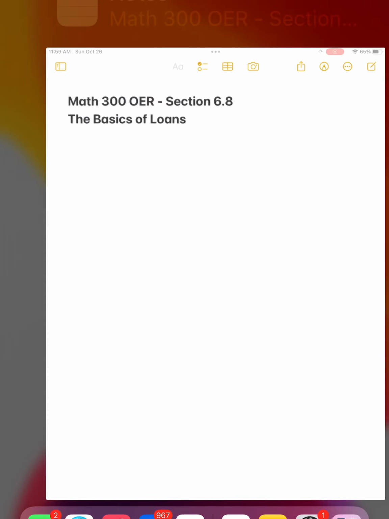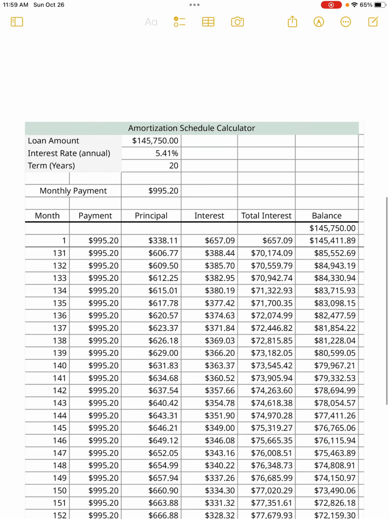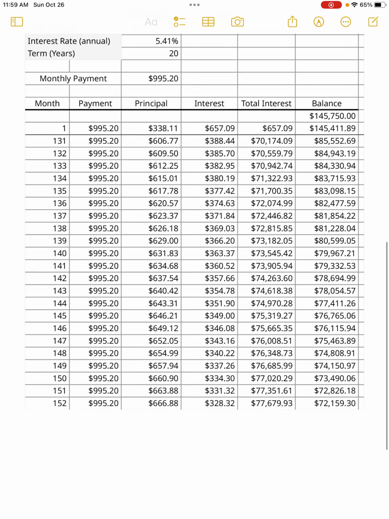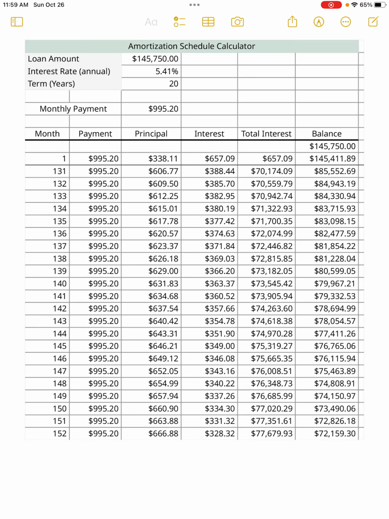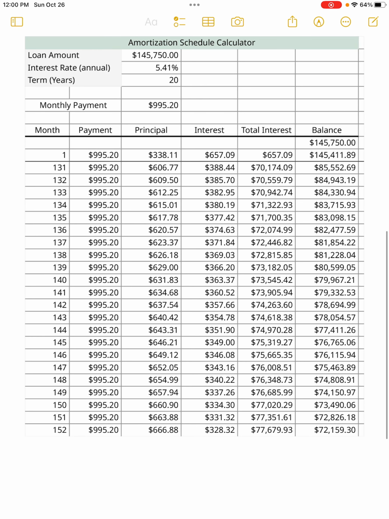Okay, so let's go to some problems that we're going to have. This is an amortization schedule that was in the book. This one kind of chopped off some months and didn't go till the end. Here they're keeping track of the total interest paid as well, just so you can see that it gets higher and higher. But again, we want to know, where did you come up with this $995.20? And where did you get that the interest owed that first month was $657.09? That's what we want to accomplish.